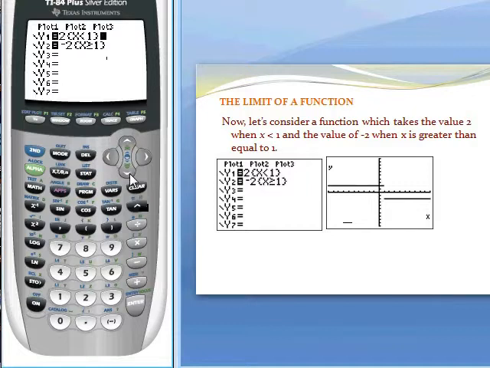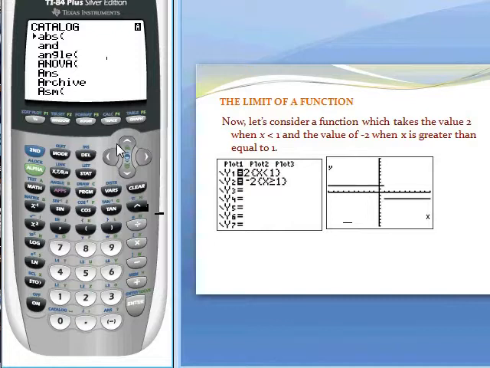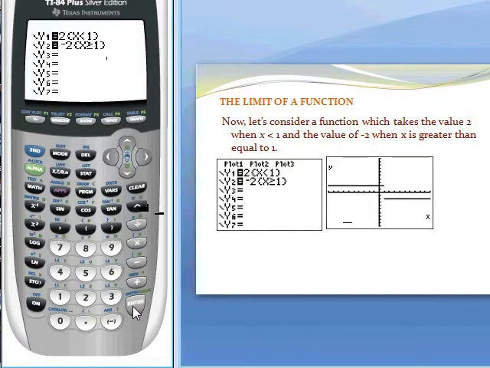You do negative 2 the same way. This time you enter x again, x is from here, greater than or equal to. Where is that found? Under catalog. You push catalog and scroll all the way up, and here it is: greater than or equal to 1, and close braces.